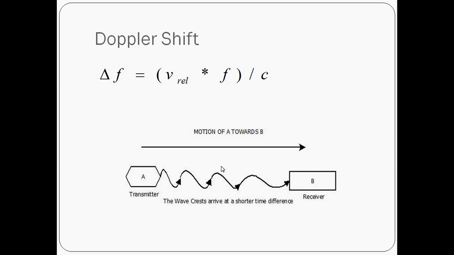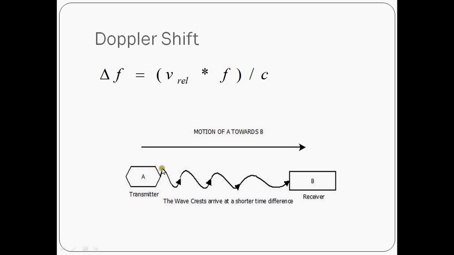So what is the Doppler shift? The formula is as written above. The change in frequency is the relative velocity times the transmission frequency, divided by the speed of light. I'll try to explain why the Doppler shift happens. When we have a transmitter A sending out a wave at some frequency f, and a receiver B, and the object A starts moving in the direction of B, then when it sends out the first crest, it has to travel a distance d, and say it takes time t to travel this distance.